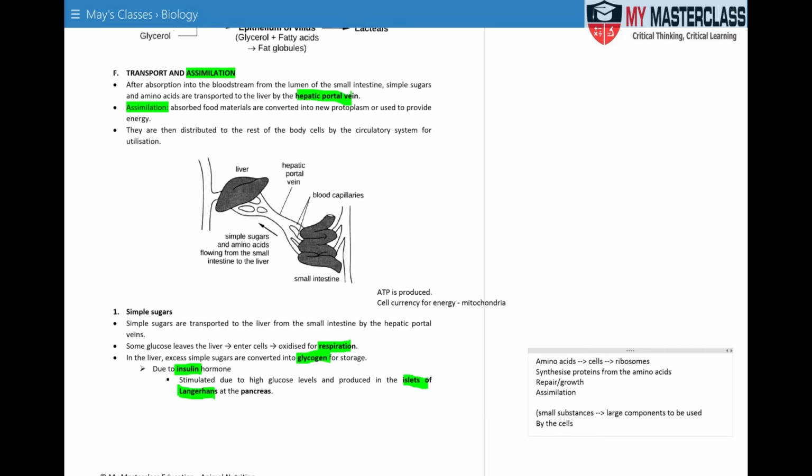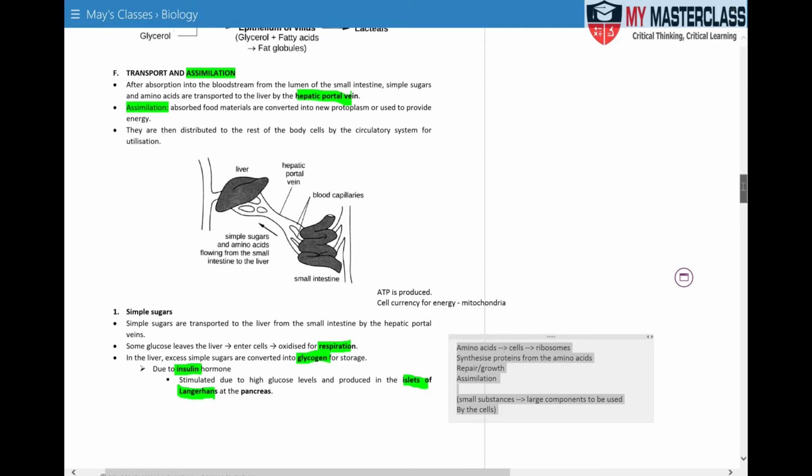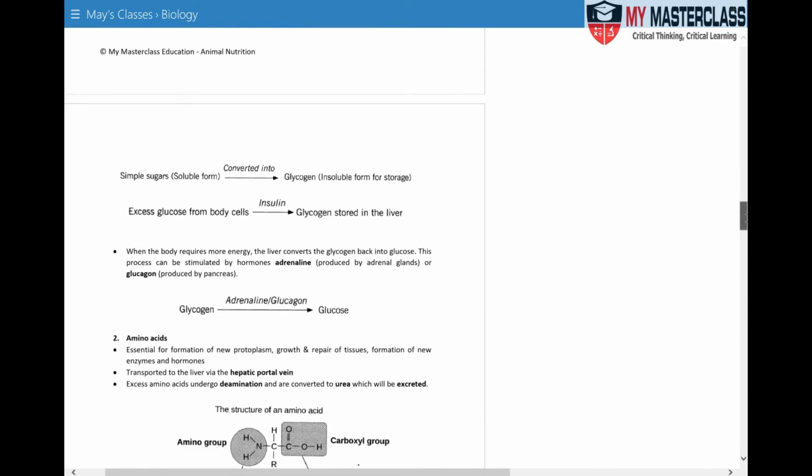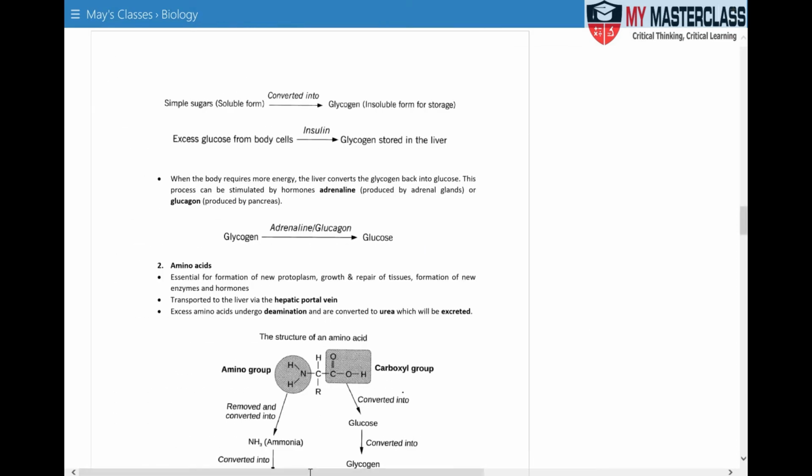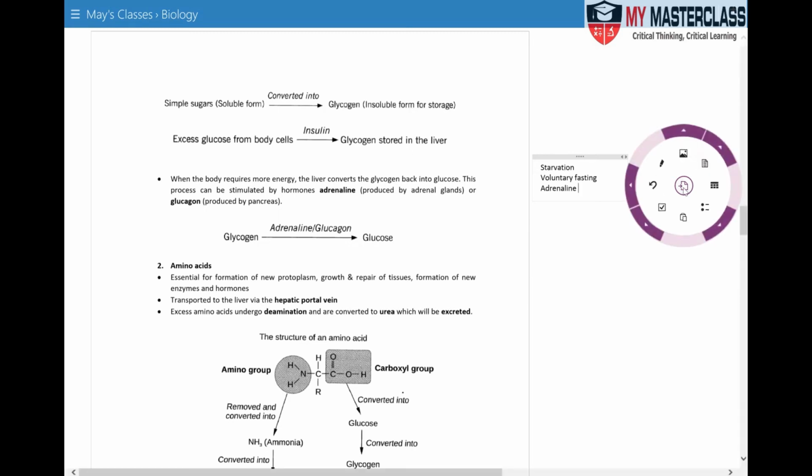Now moving down from this page here, I will just leave this here. This is basically what we have gone through. Just briefly, excess glucose is stored in the liver. So when is it that I will need to use these excess stored components? It can be either during starvation, or during, for example, a voluntary fast, or it can also be due to the presence of this hormone called adrenaline. Adrenaline, we will look at it again later on.